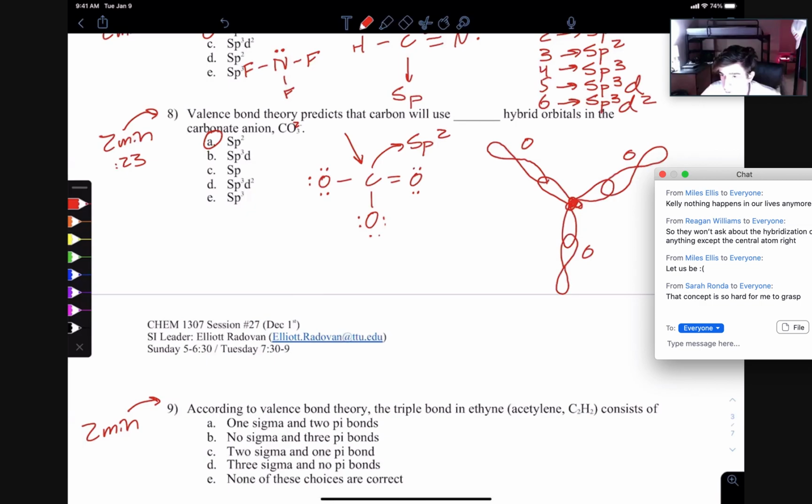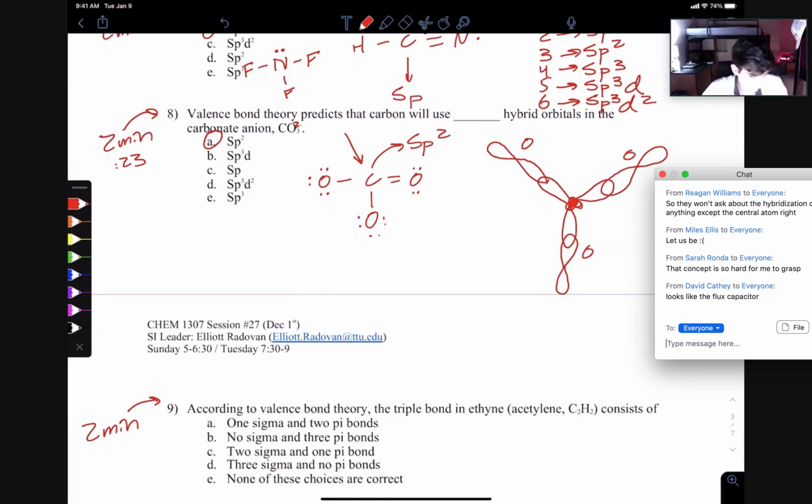They're not going to ask about hybridization of anything other than the central atom, because the central atom is the only one that hybridizes. If you're struggling with hybridization right now, just memorize the number of things attached to the central atom. That's what the hybridization is.